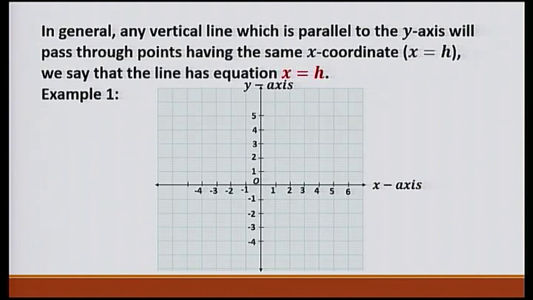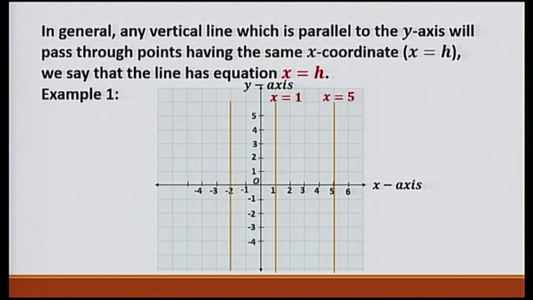Let's have a look at example 1. Now this line is parallel to the y-axis and it has the same x-coordinate, that is, x is equal to 1. Therefore, the equation of the line is x is equal to 1. Next, this line also is a vertical line and is parallel to the y-axis. It has the same x-coordinate 5. The equation of the line is x is equal to 5.